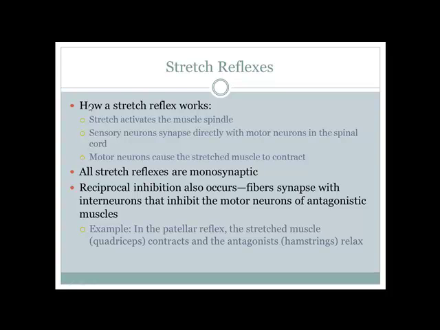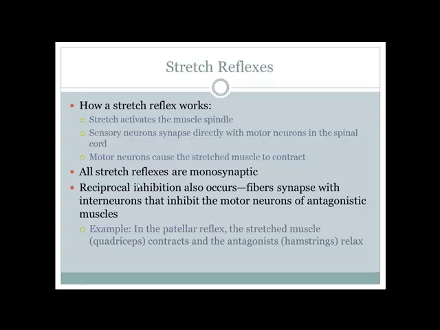How stretch reflexes work is stretch is going to activate the muscle spindle. Sensory neurons will synapse directly with motor neurons. The motor neurons cause the stretched muscle to contract. So if you're sitting on a chair and somebody grabs your arm and quickly pulls it backwards, your response is going to be to pull back to stop them from ripping your arm off, basically. That's what this is saying.